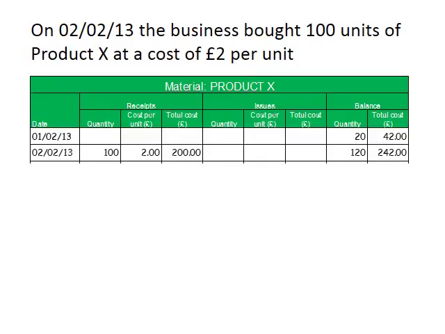We don't need to put anything in the issues columns, as nothing is being issued with this transaction, but we need to update our balance columns. Well, we had 20 units before this transaction, we purchased a further 100 units, so we now have 120 units on hand. Likewise, before this transaction, our inventory had cost us £42. We then purchased units which cost an additional £200, so our inventory overall now carries a cost of £242.